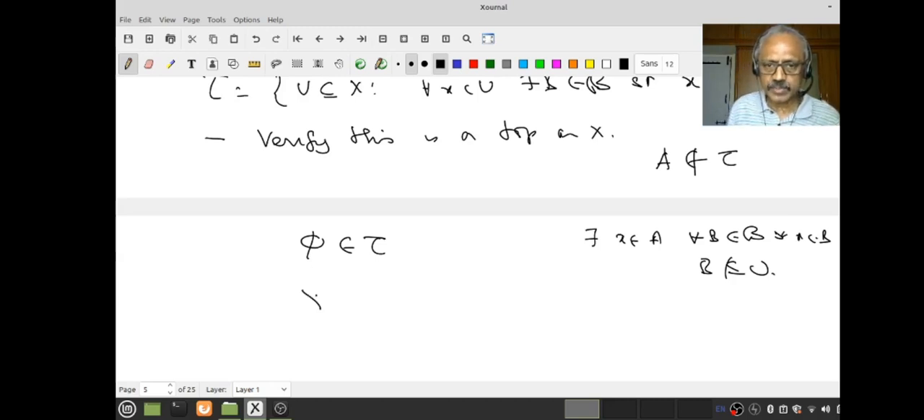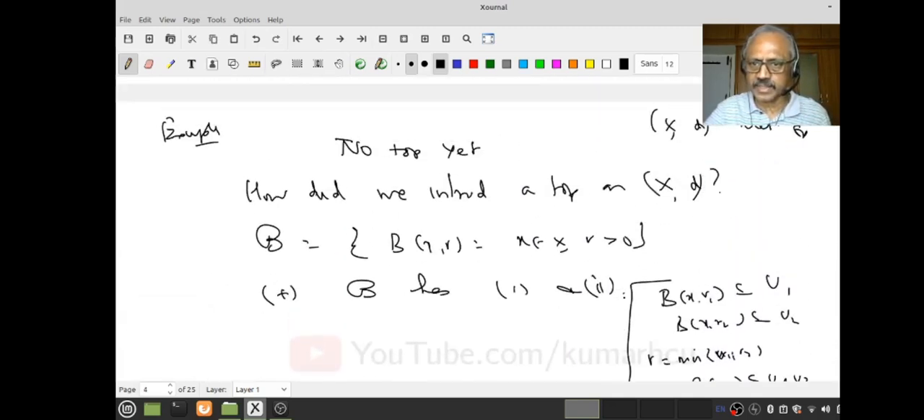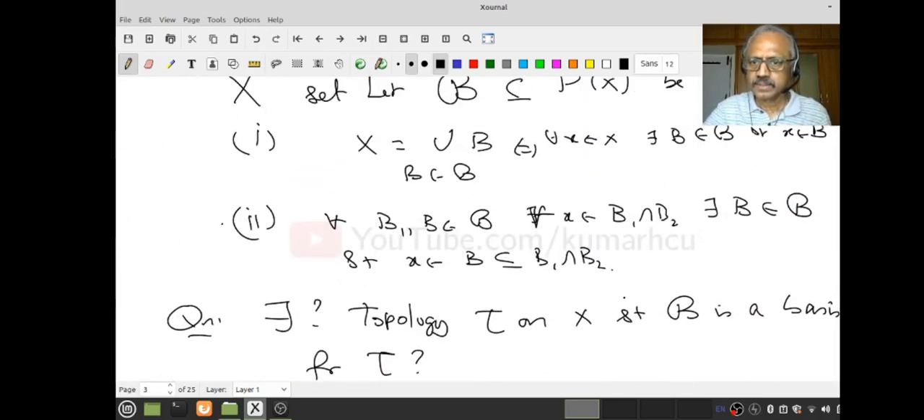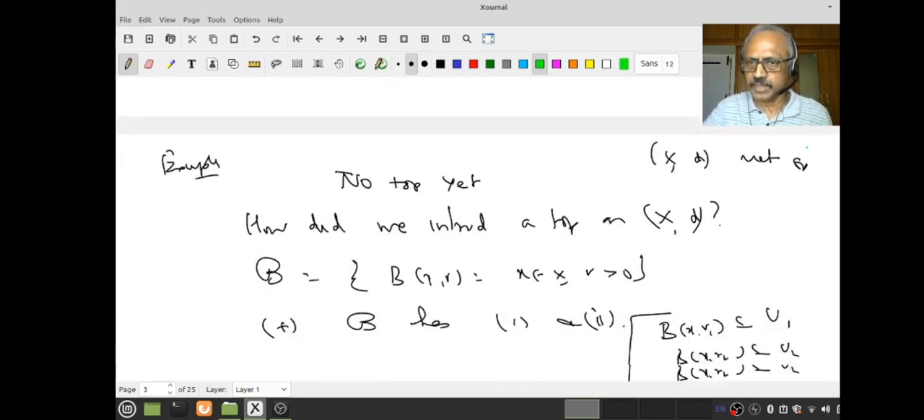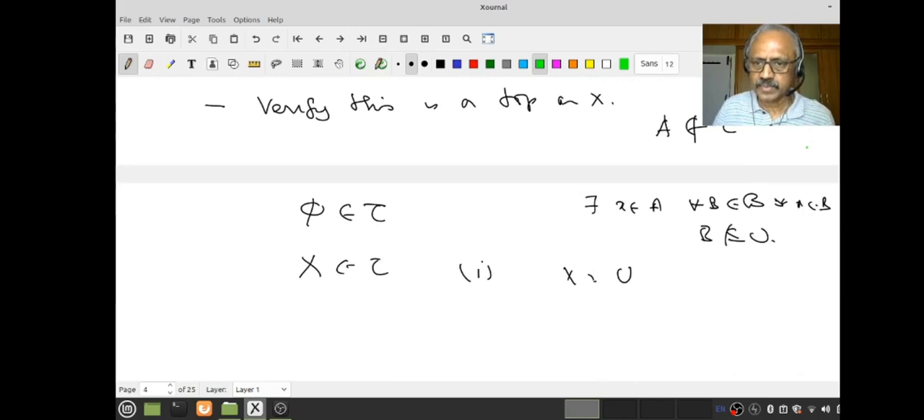And capital X belongs to tau, that's because of condition 1, because X is a union of basis elements, I already reformulated that. You remember what is the meaning of this? This one clearly says X belongs to tau, because you give me any x, then there is a B so that x belongs to B, and B is contained in capital X. Okay, this is all right.